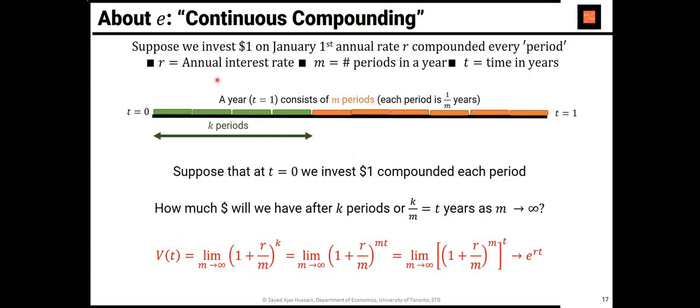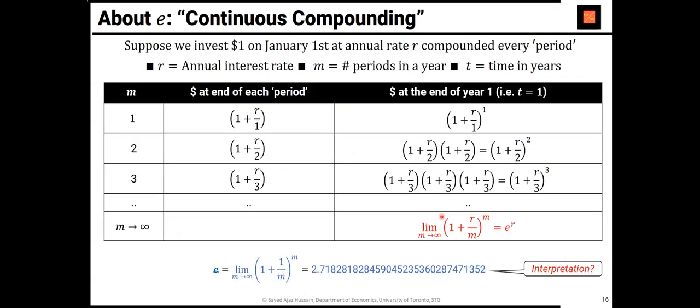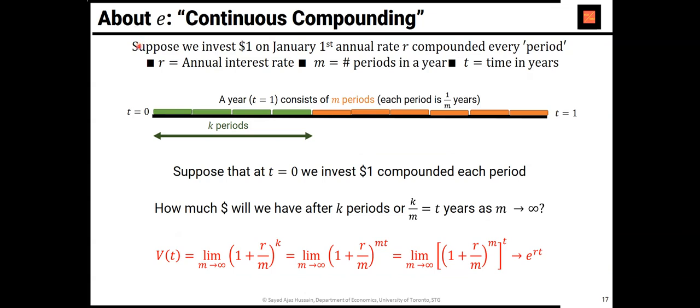The trouble now is that all this was in 1 year. What you want to do is something a little bit different. Again, you invest $1 on January 1st, the annual rate is r, and you're compounding it every period, depending on the number of periods. You now have 1 year. The clock starts at 0, t is in years, and ends at 1. It's now divided into m many periods. By definition, each period is of length 1 over m years.